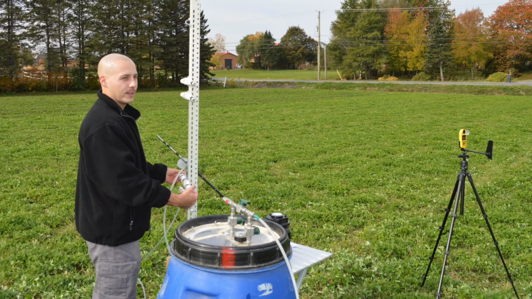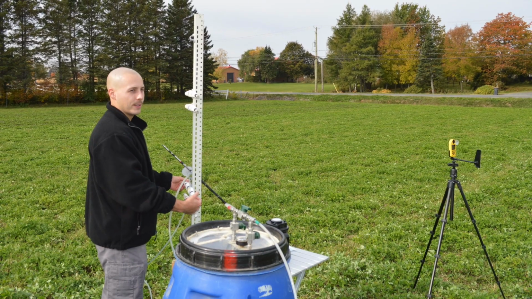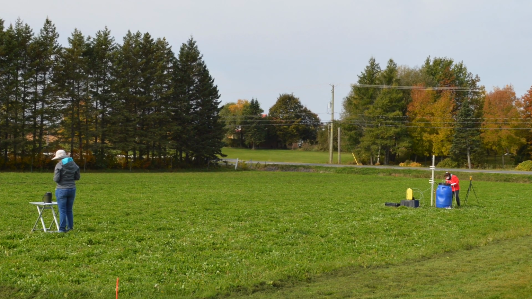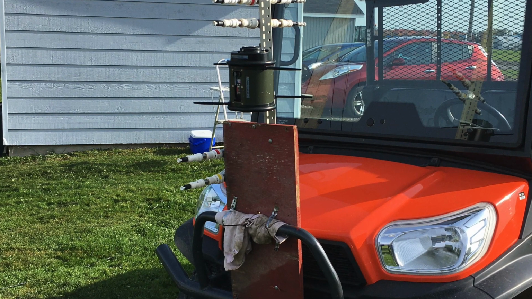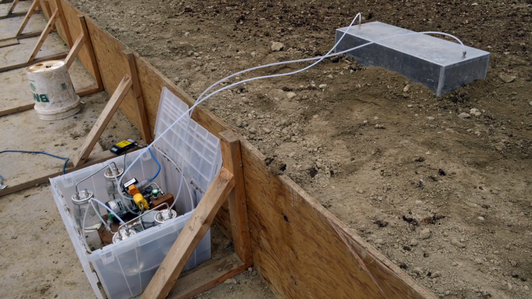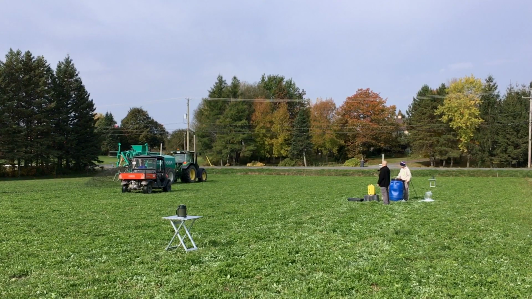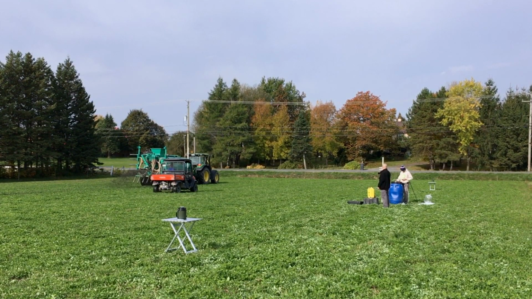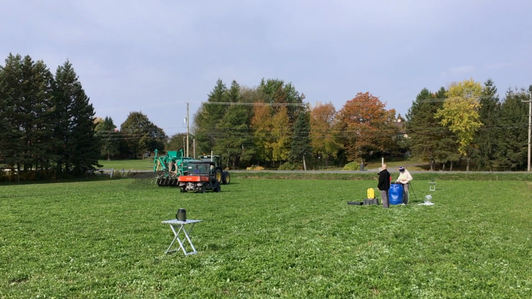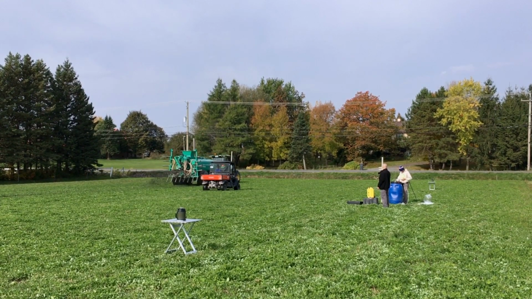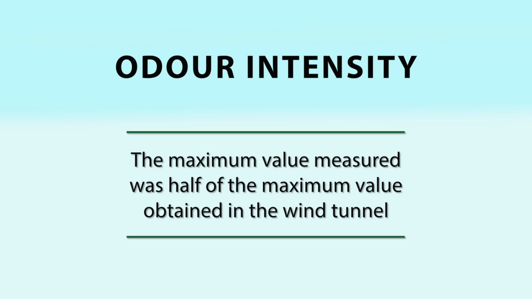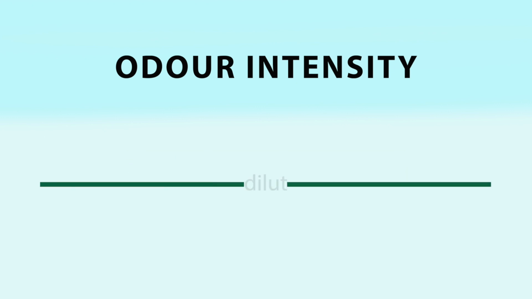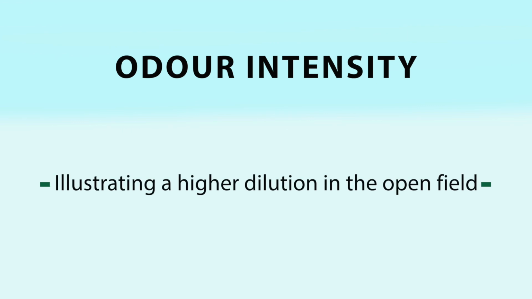The sampling methodology was adapted and used to measure concentrations of contaminants at 6 locations in the field, including a mobile sampling point behind the spreader. Similar to the tests in the wind tunnel, methane and ammonia concentrations increased following slurry spreading in the field and then stabilized over time. For odor intensity, the maximum value measured was only half of the maximum value obtained in the wind tunnel, illustrating a higher dilution in the open field.